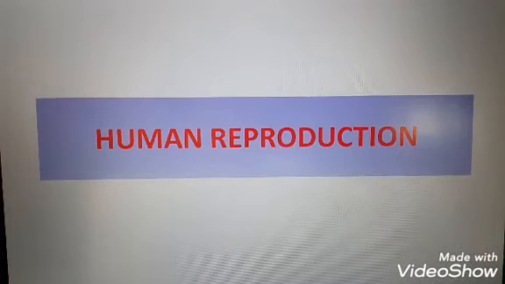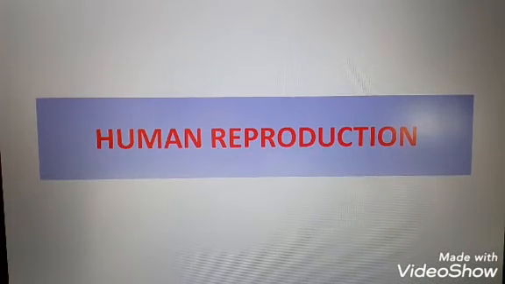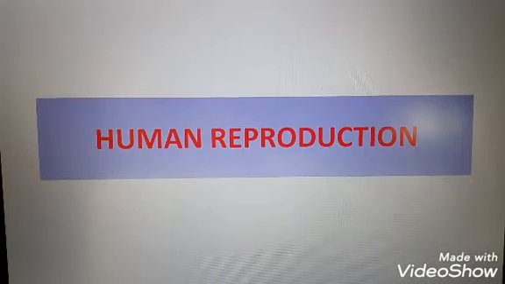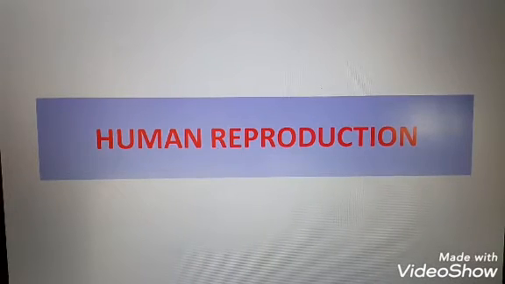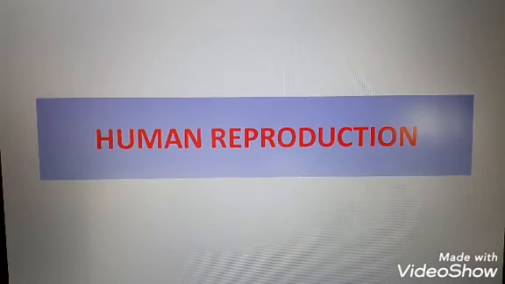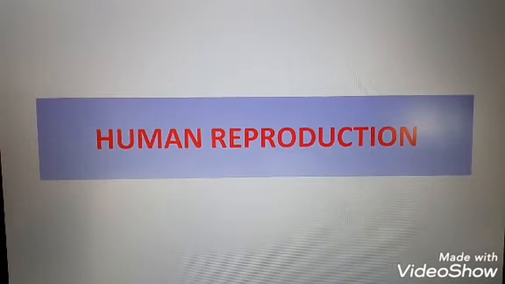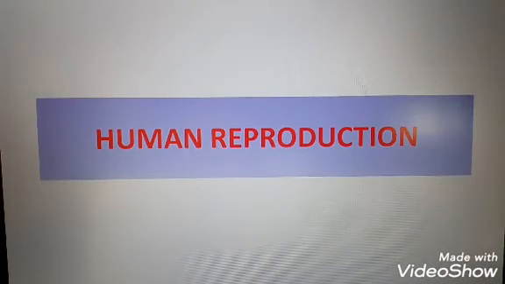The same question is repeated in 2012 and 2014. Say a question I am reading. Why are the human testes located outside the abdominal cavity? Name the pouch in which they are present. What is the name of the pouch? That is the scrotal sac.